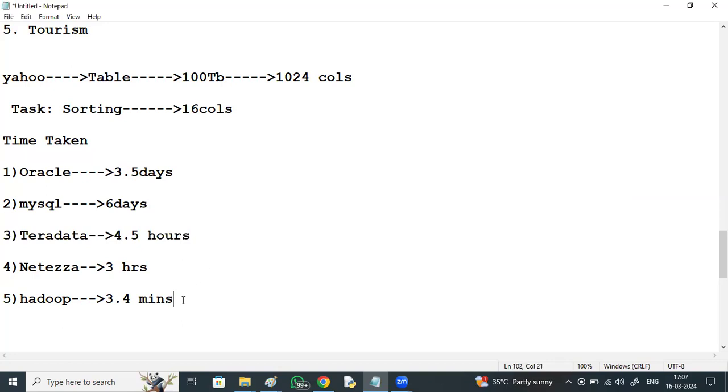Okay, but here Hadoop has taken 3.4 minutes as compared with days and hours of time. See the speed of Spark. Spark is 100 times faster than Hadoop.